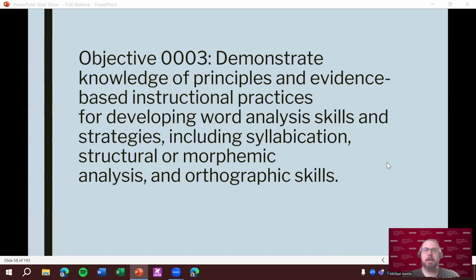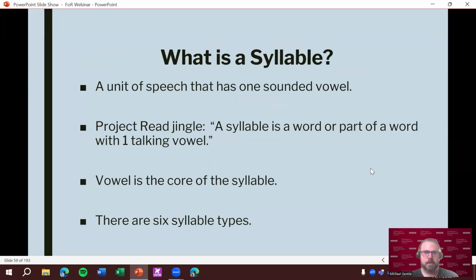And we're going to bring in some meaning when we talk about morphemic analysis. And orthographic skills just means that there are writing questions that are fair game at Objective 3 as well. So let's get into it. First, we have to talk about a syllable. A syllable is a unit of speech that has one vowel sound or one sounded vowel, right?